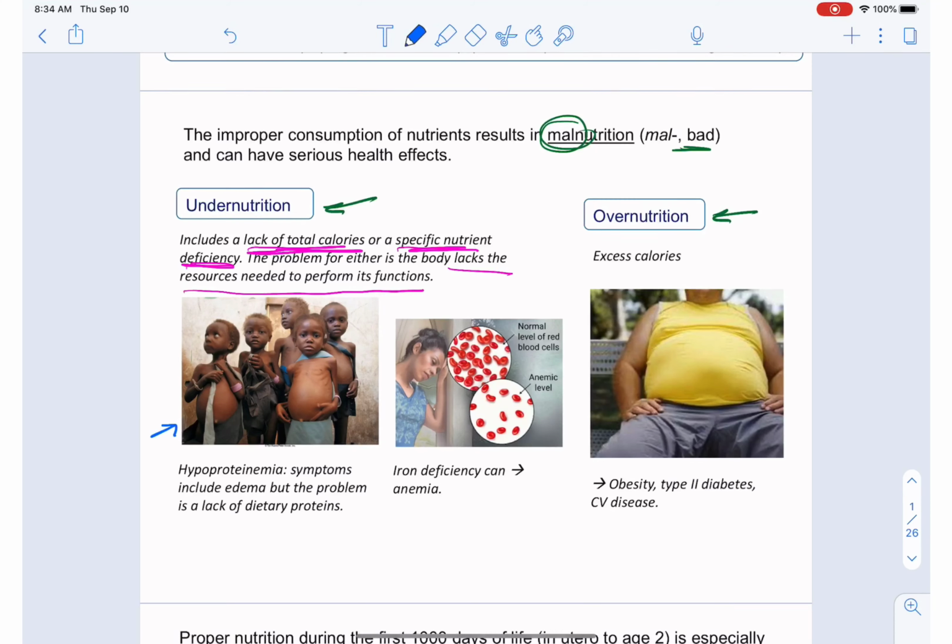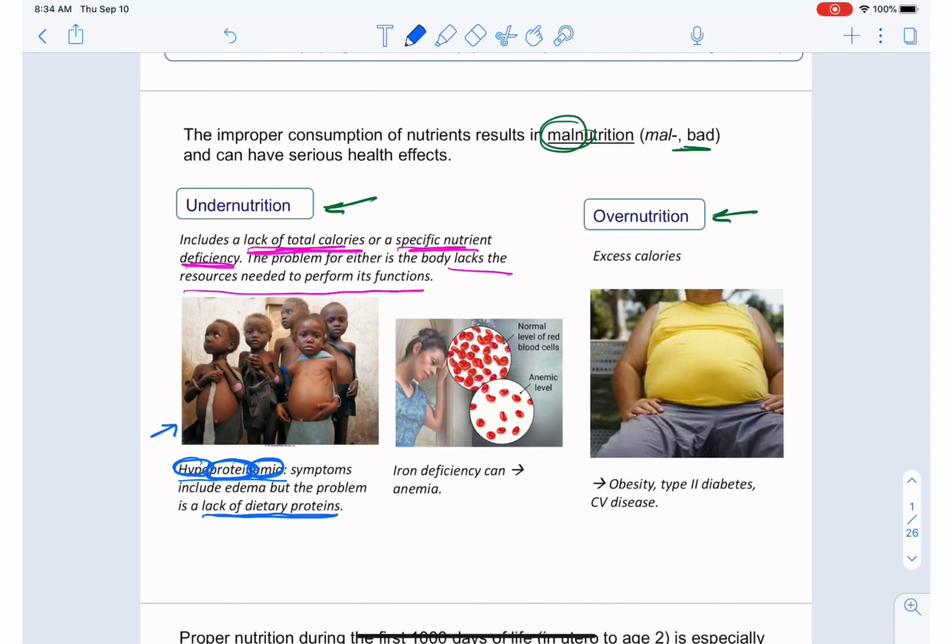The children in this photo have a condition called hypoproteinemia. Now, what does that mean? What does hypo refer to? Hypo means low. Proteo refers to protein. And emia refers to levels in the blood. So hypoproteinemia means there's low levels of protein in the blood. And in this instance, this is due to a lack of dietary proteins. They're just not getting enough protein in the diet.